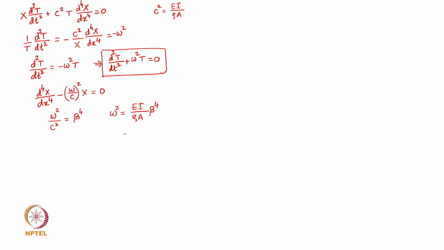And that basically gives us the expression for omega as beta square root of EI upon rho A. Now beta is a constant value here. Now this is easily solved. So T as a function of time would obviously be, I can write this as C1 cos omega t plus C2 sin omega t, as a standard solution for the differential equation. And so that's the time function.